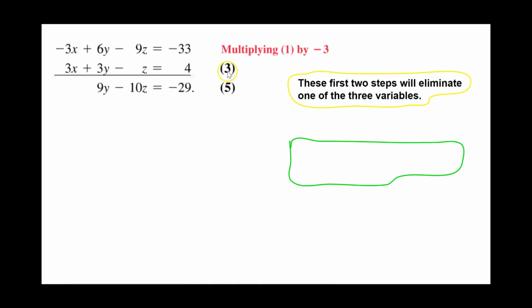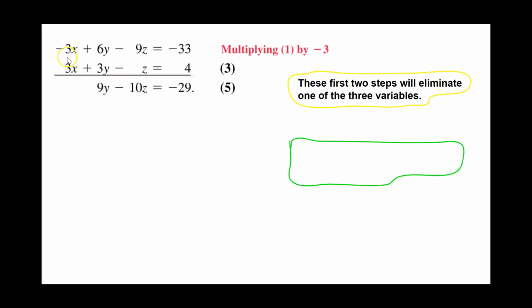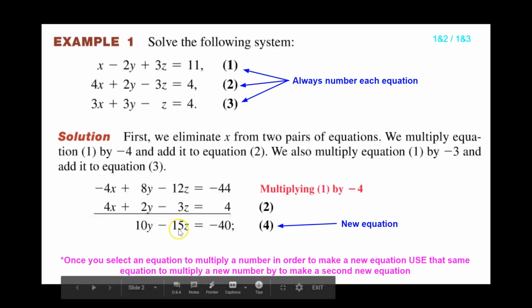Again, I don't have to do anything to the third equation. I just recopy it because we're trying to eliminate the x's first. So here, if we add these two together, you see how the x's do cancel out, and what letters are we left with now? Y and z, just like we did here.